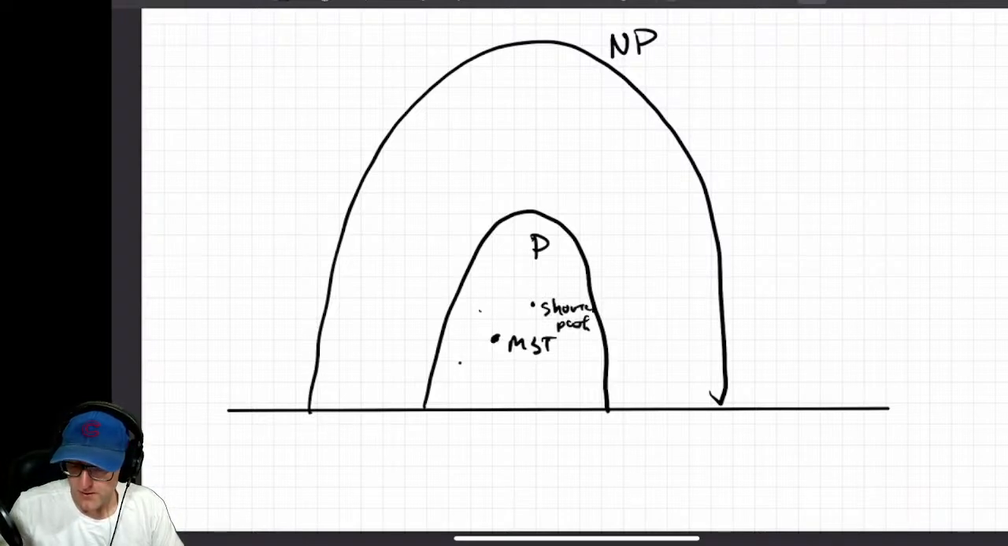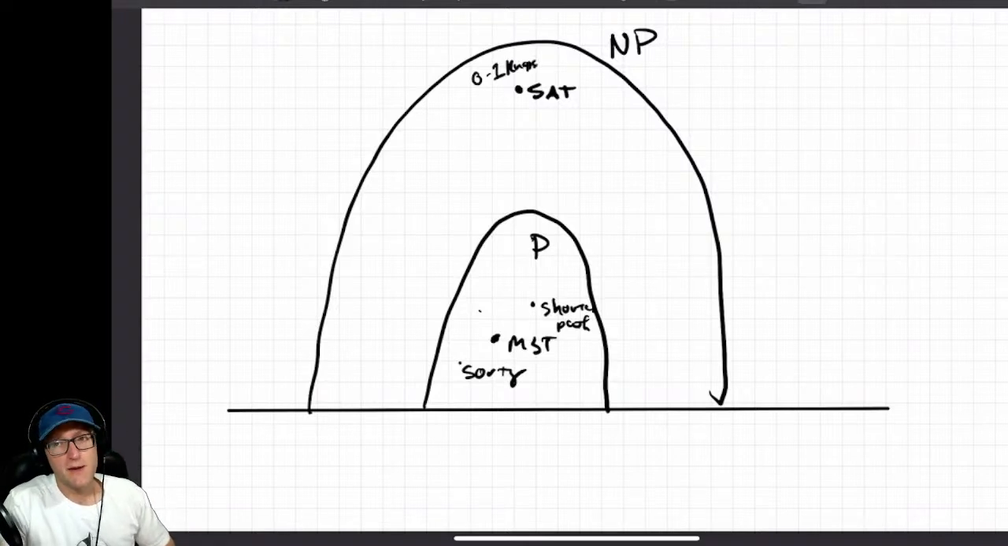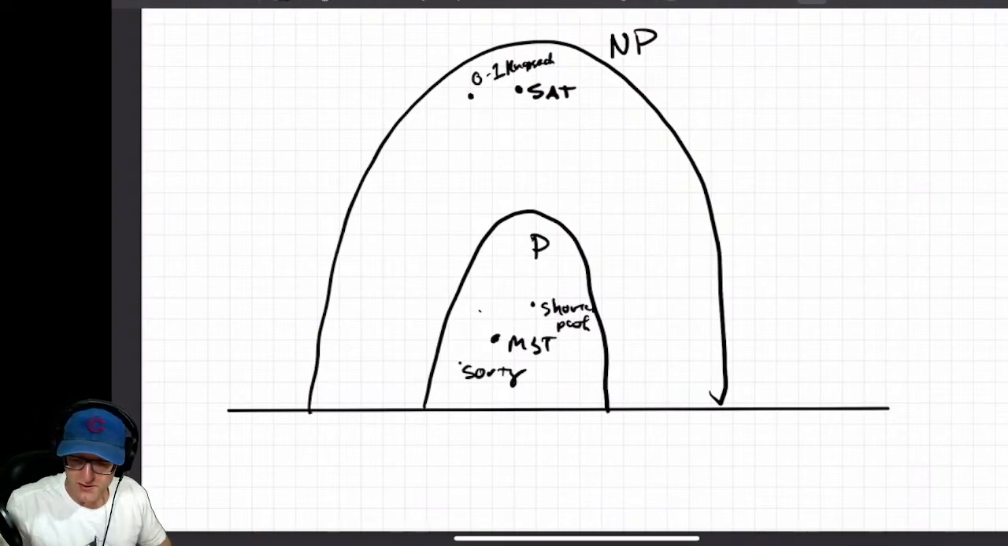Right? What are some problems over here in NP? We've seen some of them before. For example, SAT. Right? We've seen other ones, knapsack, 0-1 knapsack. Remember when we looked at the dynamic programming solution for 0-1 knapsack, it came with a caveat that it was pseudo-polynomial time. It was not actually in P, because if the weight were exponential, then we would end up having an exponential time algorithm.